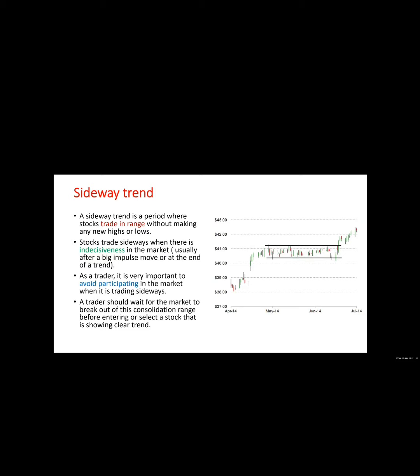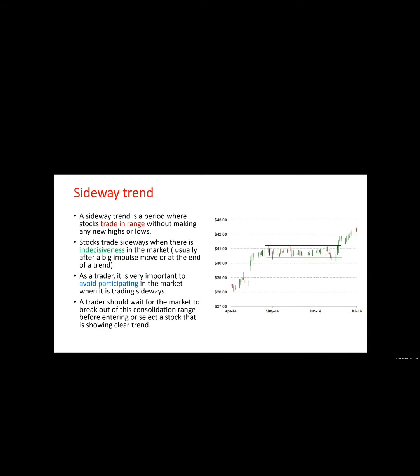Or what you can do is set your alerts at the higher end of this range and the lower end of this range, and wait for price to break out of this range and then play the stock. So in this case, price actually broke out of this range to the upside. So if you entered calls here, you bought the stock here, the stock continued to make new highs and you would have made money. Okay, but if you had entered when it was consolidating here, you would have lost money. As a trader, you should wait for the market to break out of this consolidation range before entering the trade, or select a stock that is showing a clear trend.